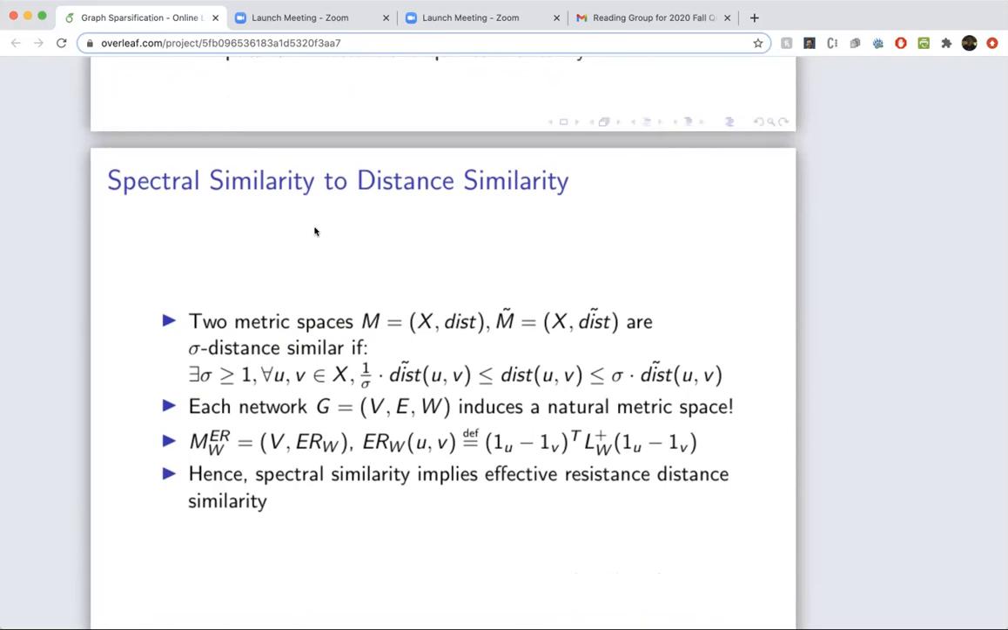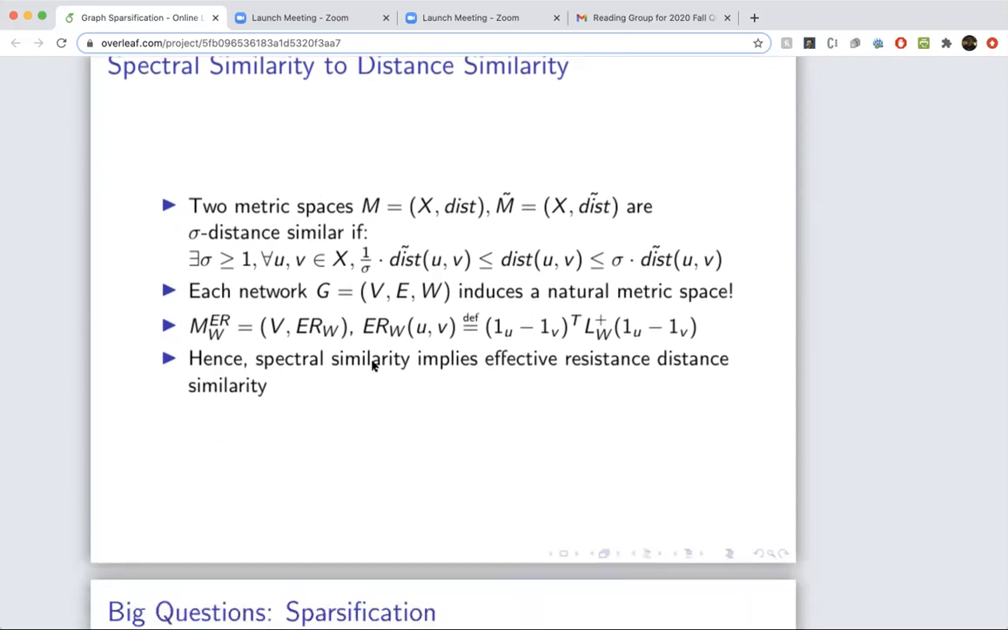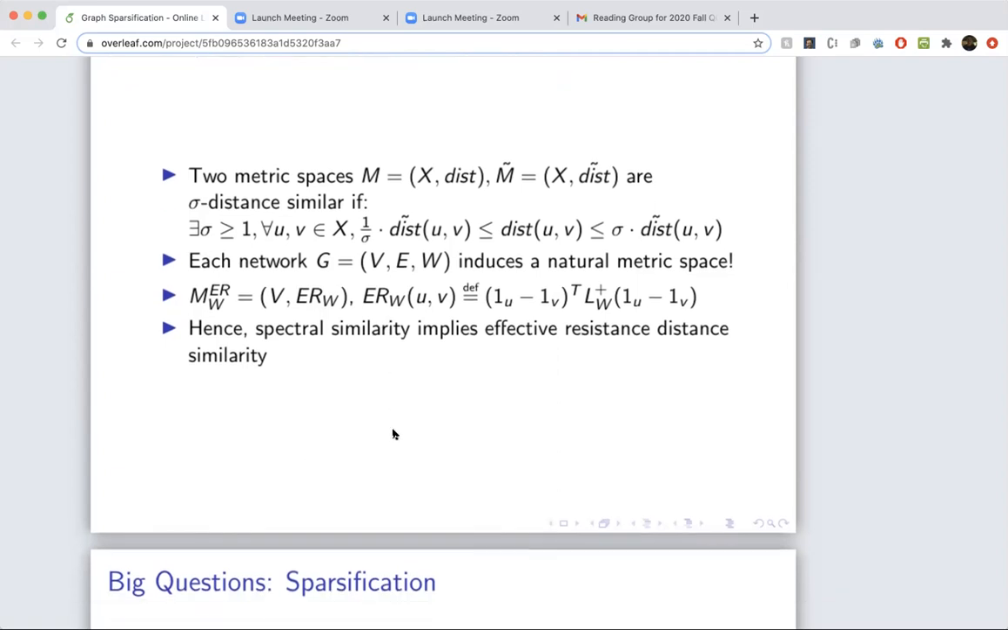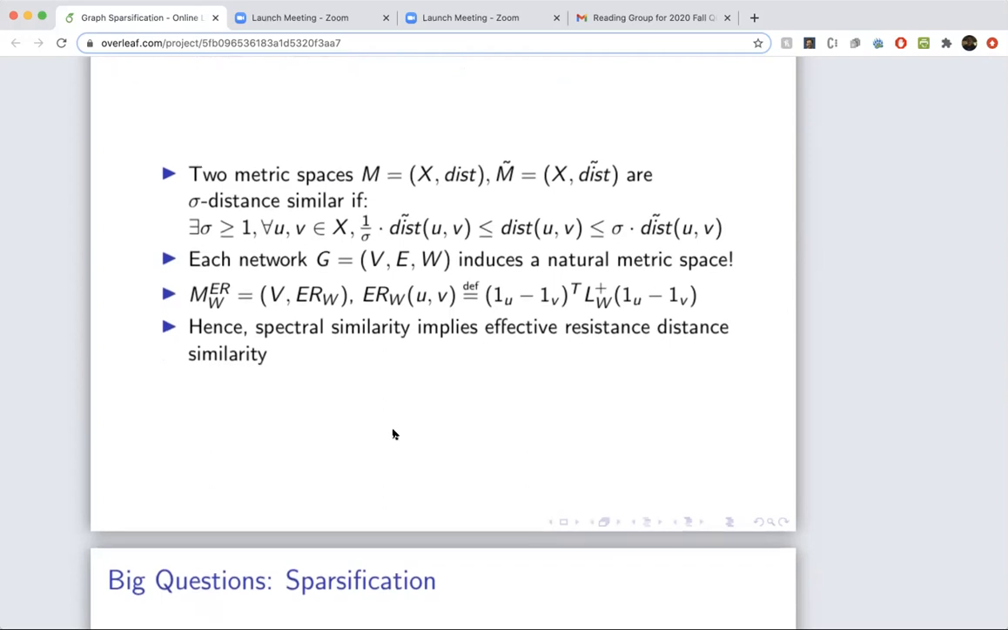And the reason spectral similarity is a special case of distance similarity is because the distance here is just the effective resistance between two nodes U and V. So all we're saying is that for M, the distance metric between U and V is the effective resistance between U and V, and then M tilde is the effective resistance induced by W tilde between two nodes U and V. And so spectral similarity implies effective resistance distance similarity and vice versa.